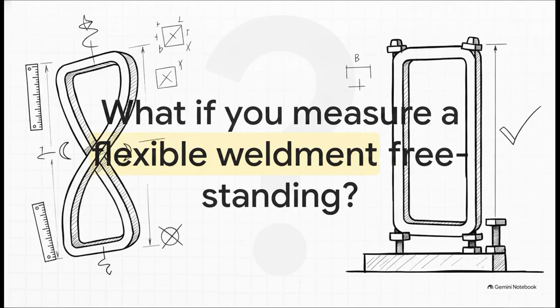When a massive welded frame is just sitting loose on an inspection table, gravity and its own internal thermal stresses might cause it to twist slightly. If you measure it right then, it might look like it's completely out of tolerance. But in the real world, this part is going to be bolted down tightly using heavy hardware, right?